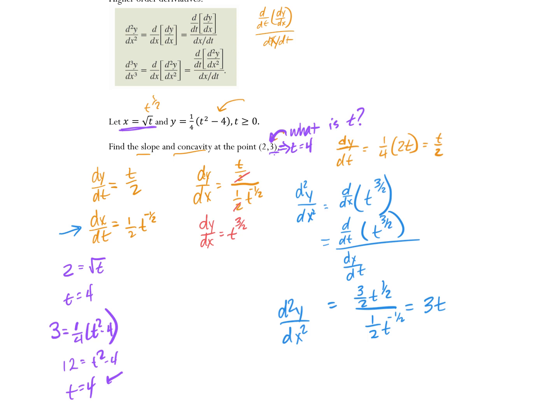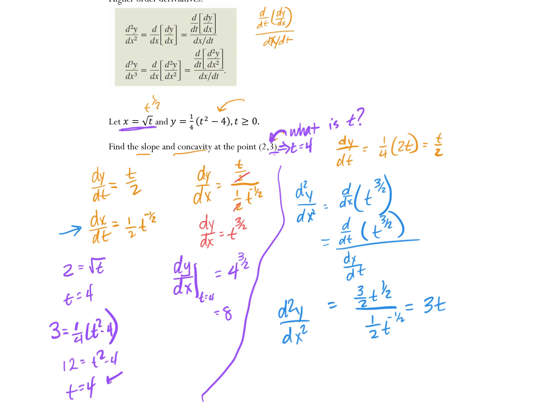So now finding the slope just means I need to evaluate dy/dx at t equals 4. Well, that's going to equal, let's see, 4 to the 3/2, which is 8. So at the point 2, 3, the slope of the tangent line is 8.